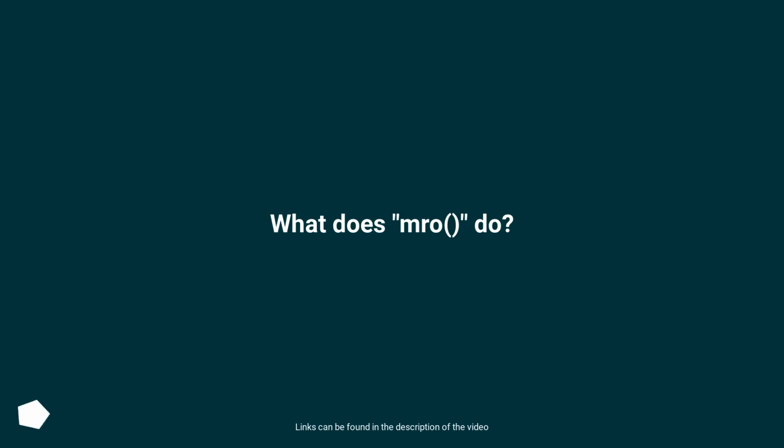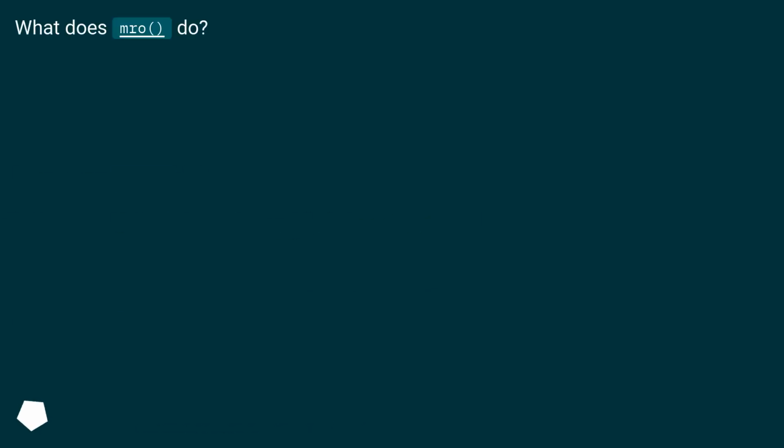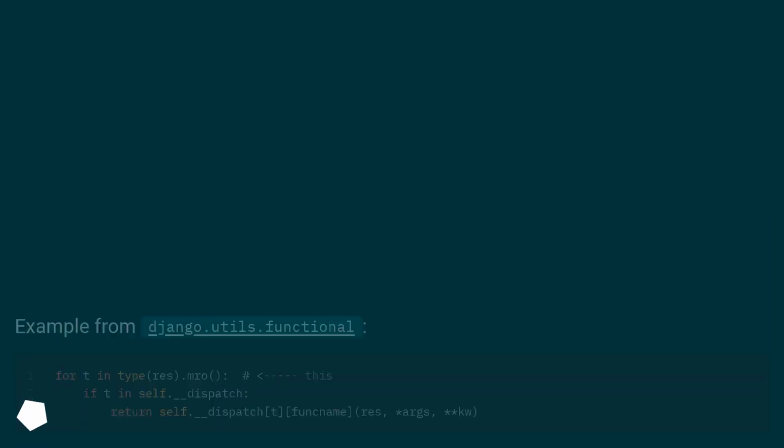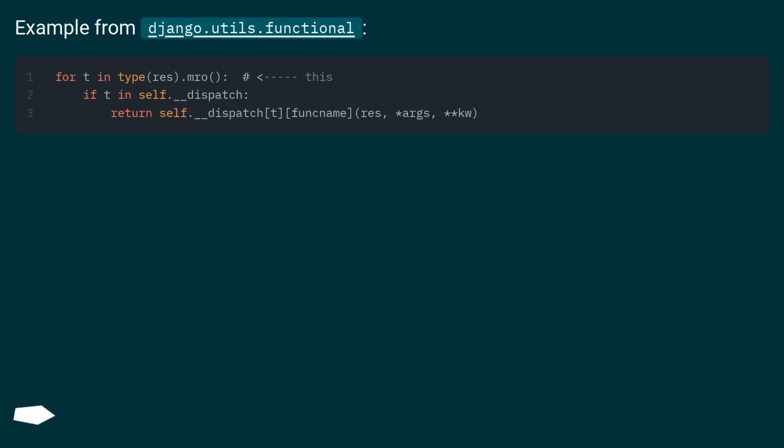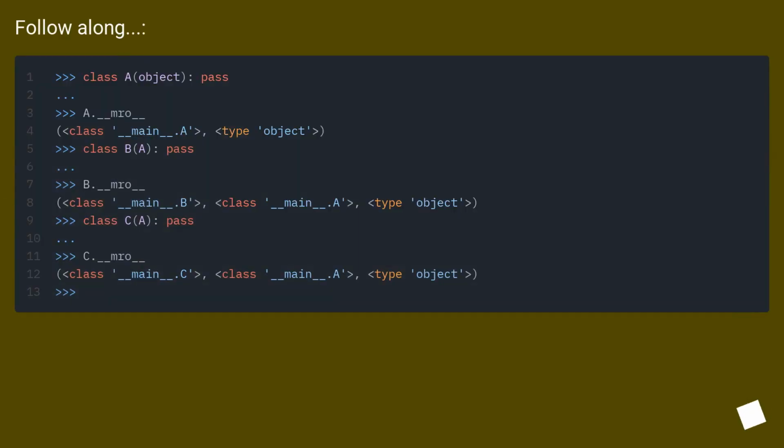What does __mro__ do? Example from django.utils.functional. Follow along.